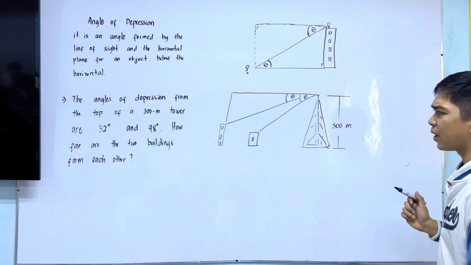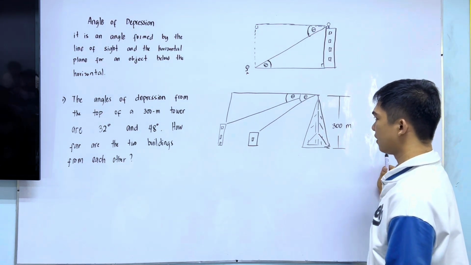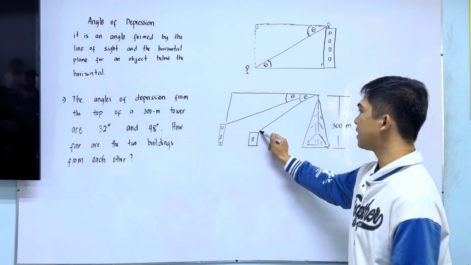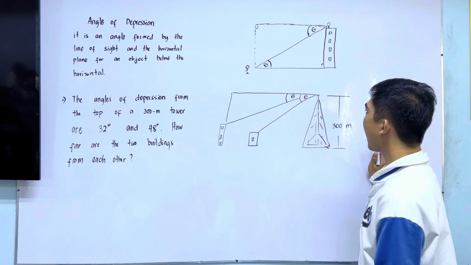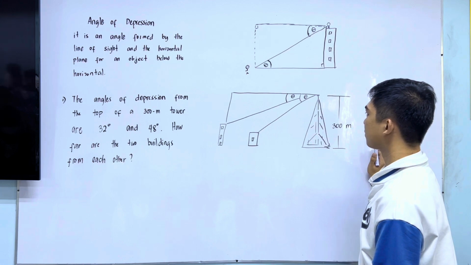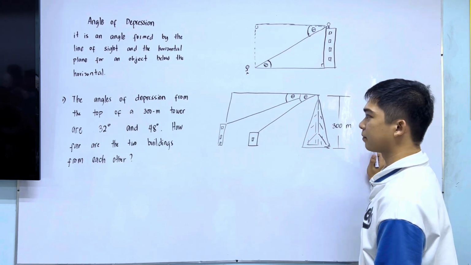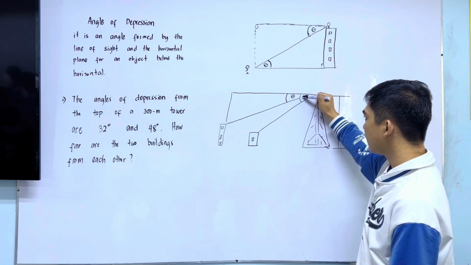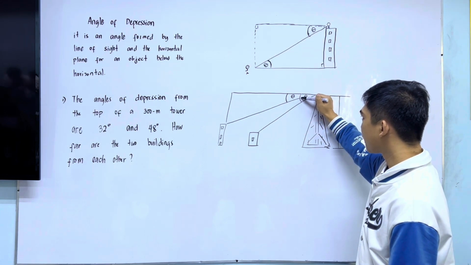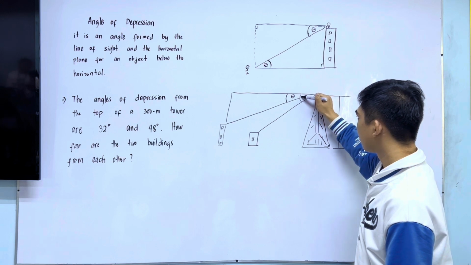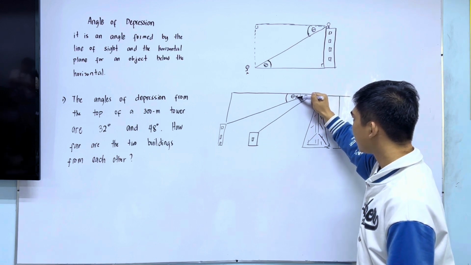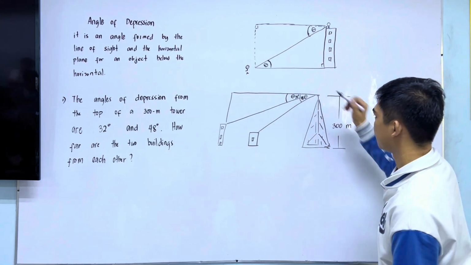Alin si 32, alin si 48? Mas maliit. Alin yung maliit? 32. Saan? Sa taas. Siyempre, mas malaki si 48. 48, sa kaliwa. Ito si 32.